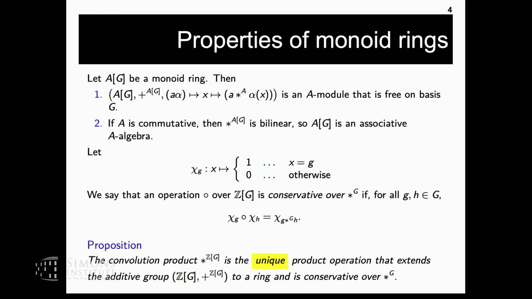And we say that some operation, we're going to talk about operations for multiplication here, over, in this case, the ring of integers, is conservative over the multiplication inside the monoid, right? If on these characteristic functions, it's actually just this product, okay? And in my opinion, that's what you always want, otherwise it would be very weird, okay? And if you make this assumption, there is actually just one way to build a product to get a ring, given the addition operation on such functions, okay? And that's this convolution product.